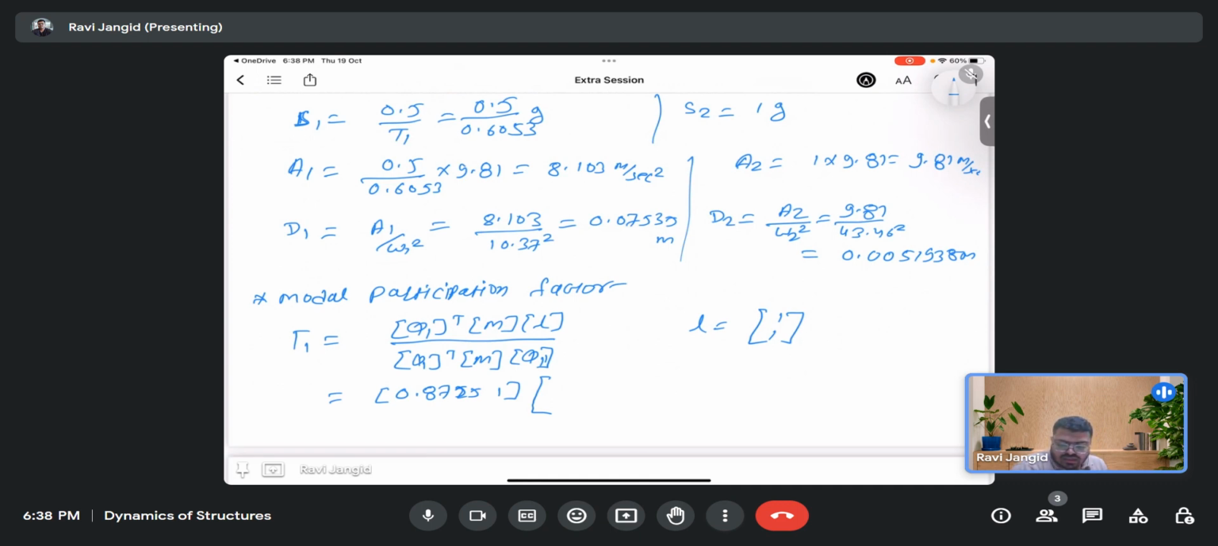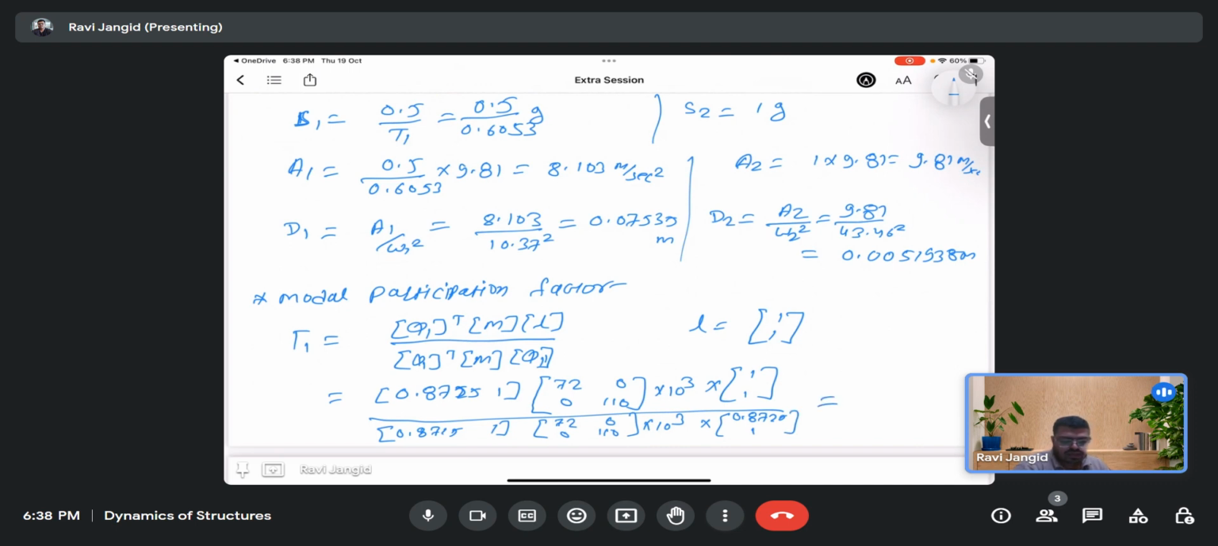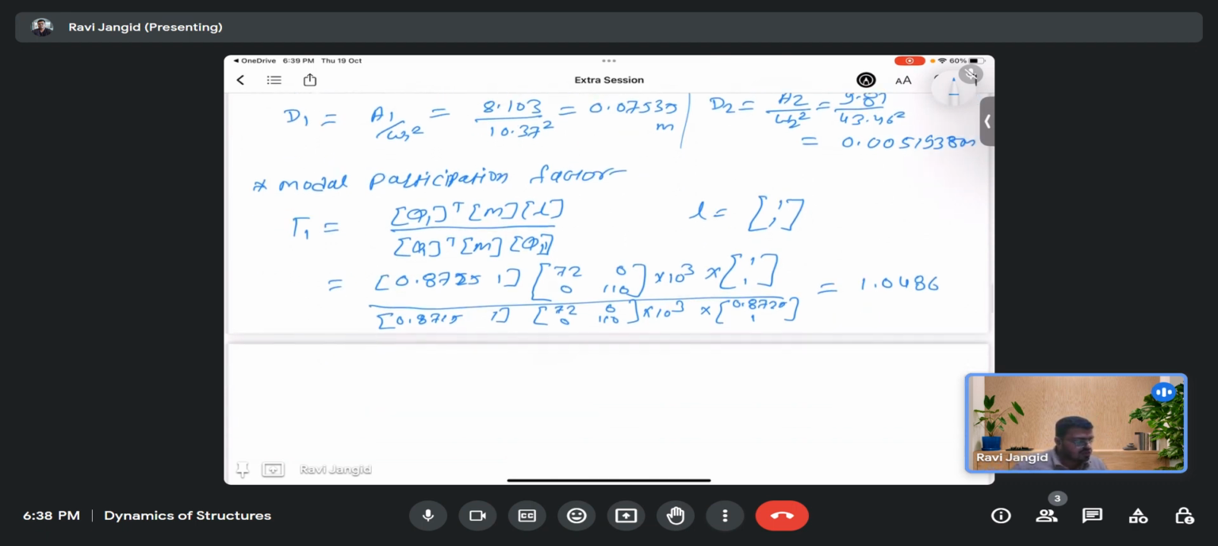Your mass matrix is 72,001,110 into 10 raised to power 3, times 1 1, divided by the same, 0.8725 1, times the mass matrix, 72,001,110 into 10 raised to power 3, times 0.8725 1. If you solve this, you will get 1.0486.